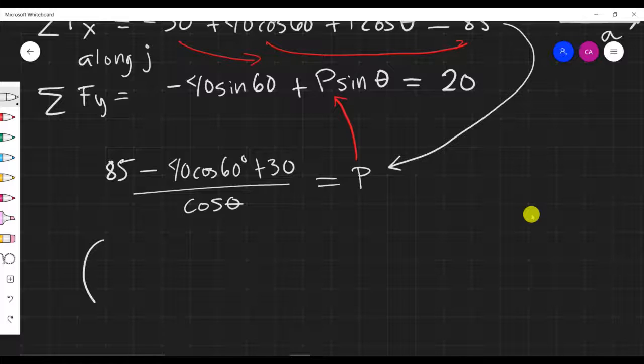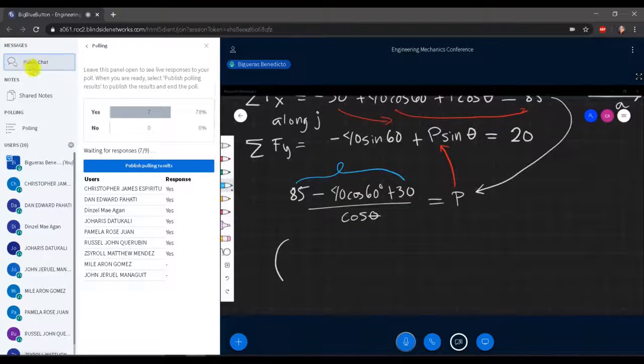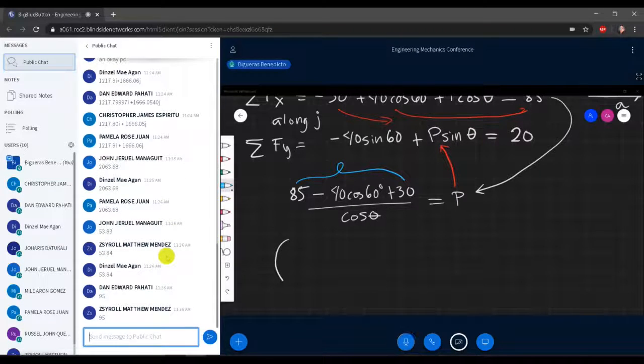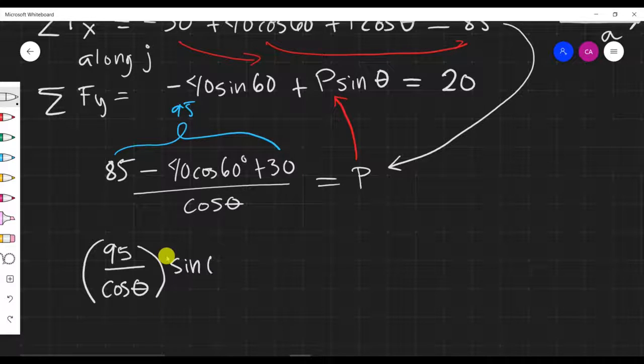Anyway, teka lang. Itong numerator, reduce. Ano yung value pag ni-reduce natin yung numerator? Numerator muna, calcu. Yung numerator natin, 95. Okay, so 95 yung numerator natin. So this is 95 over cosine theta sine theta is equals to 20 plus 40 sine 60.